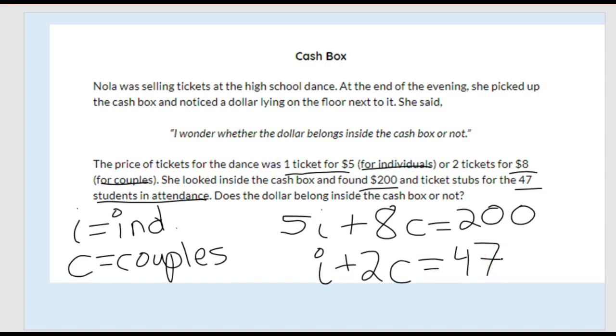So there is my system of equations. I had to identify the two things that I was talking about, which were individuals and couples. And then I was able to write my system of equations.